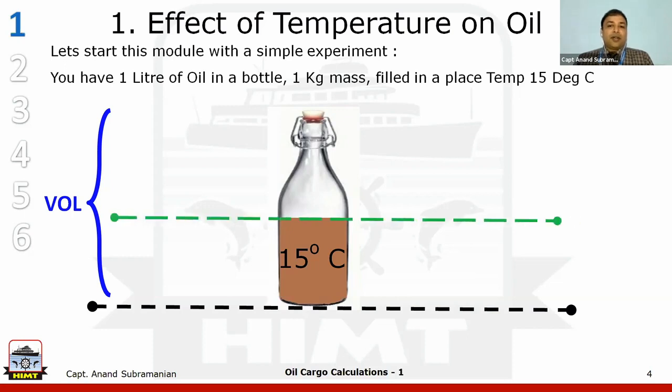Now this is the level when the oil is at 15 degrees Celsius. So I'm going to put a small green line over there just for reference so that we know. So the black line is the base, the green line is the level of the oil at 15 degrees Celsius.